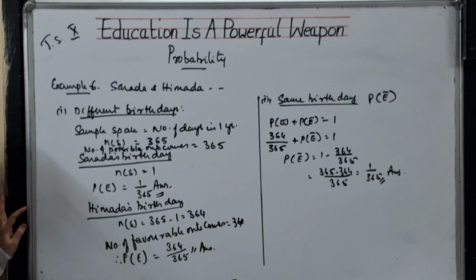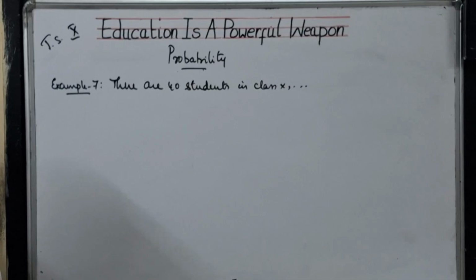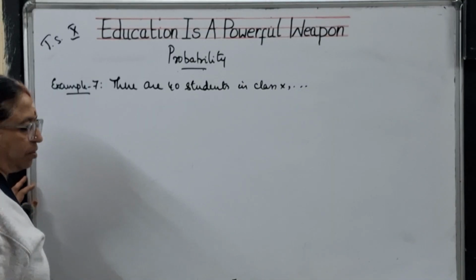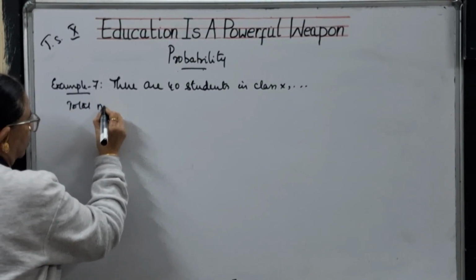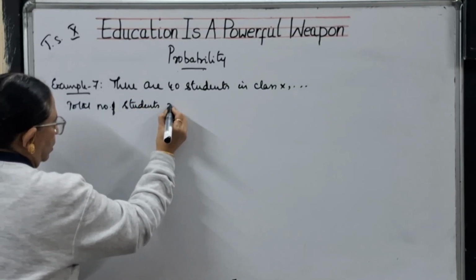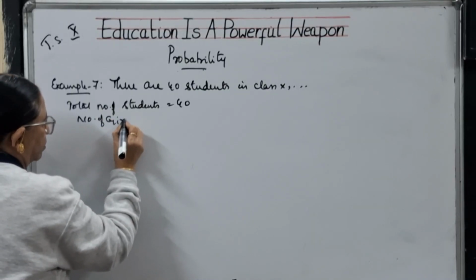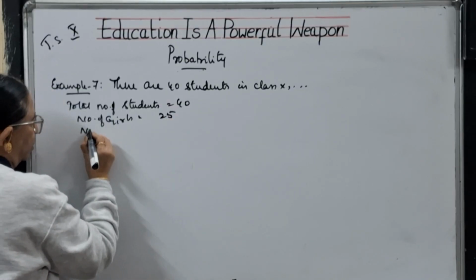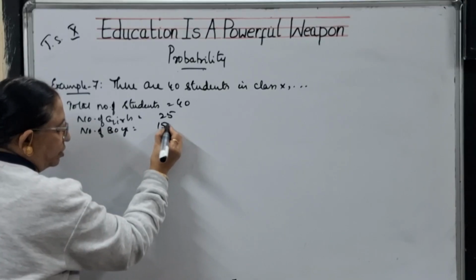Please note it down. Example 7, children. There are 40 students in class 10 of a school, of whom 25 are girls and 15 are boys. So, total number of students are 40, and number of girls, how many? There are 25 girls, and number of boys is given as 15.